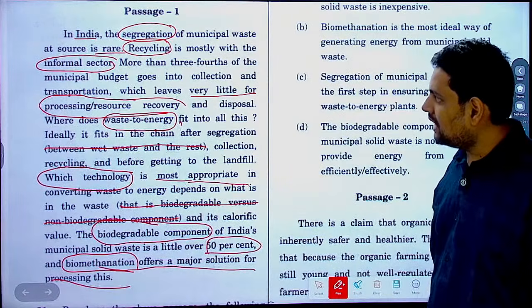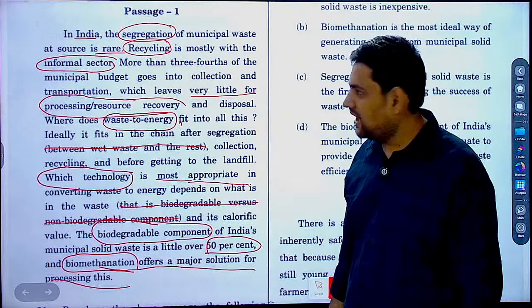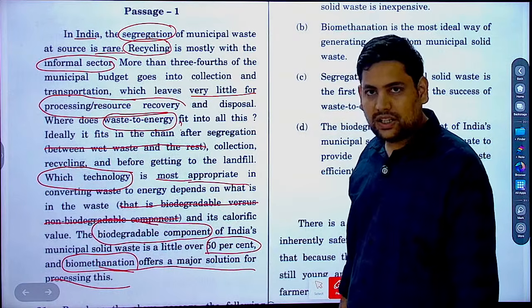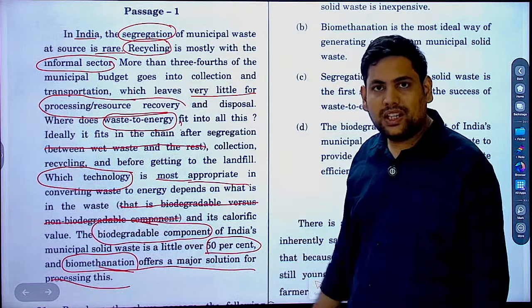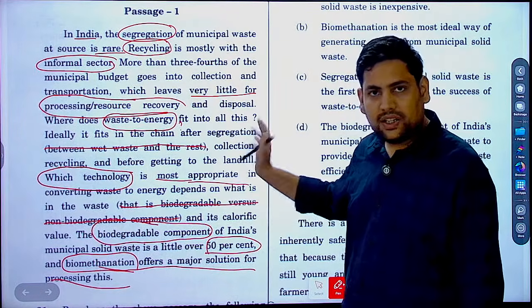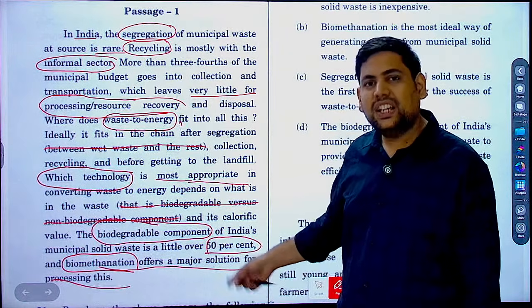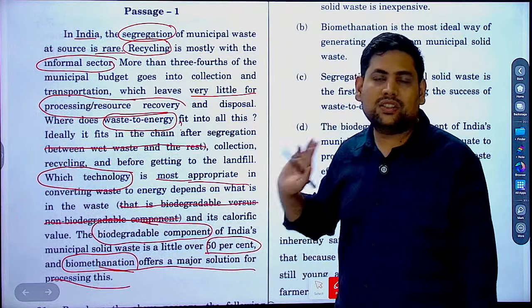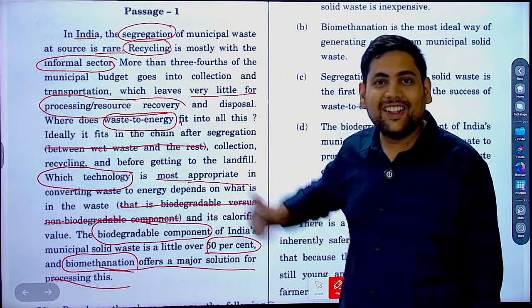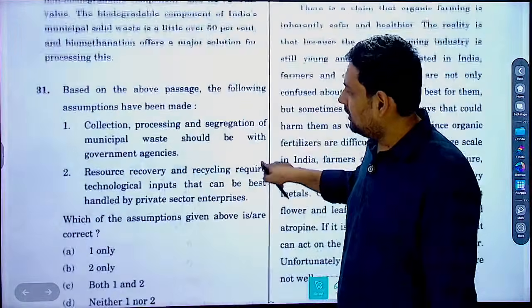Understood? So first it tells the problem that segregation is rare, recycling is mainly done by the informal sector, most of the money is lost here only, then there is not much money left for waste to energy. Now even if we are using waste to energy, what kind of technology we should be using, that depends. In India, because there are more biodegradable components, biomethanation can be good. Okay, so I have summarized the whole passage. Now let's read this.